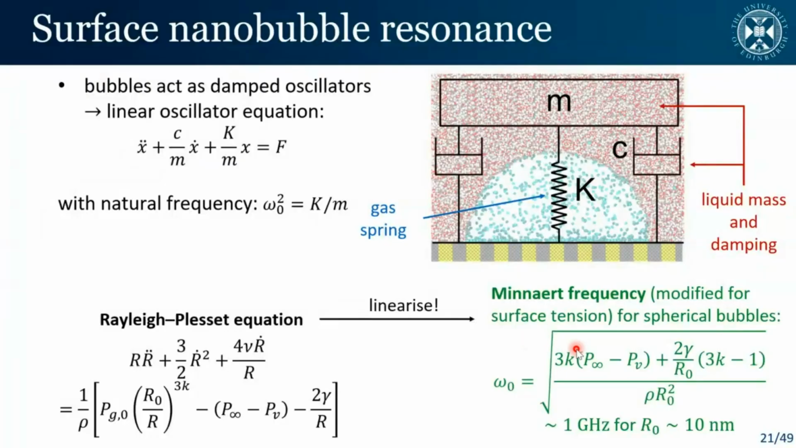Now, this is the natural frequency for a bubble. And for a very small nanobubble, we're in the gigahertz range, but up above for micron to millimeter size bubbles, we're in about the megahertz to kilohertz range. So we'll often talk about bubbles undergoing ultrasonic excitation, and that's because their natural frequency is typically in the ultrasound range.